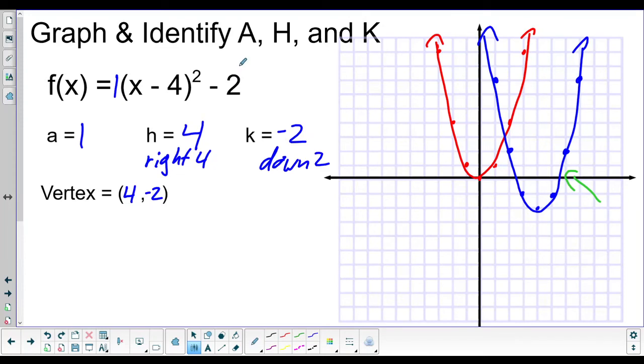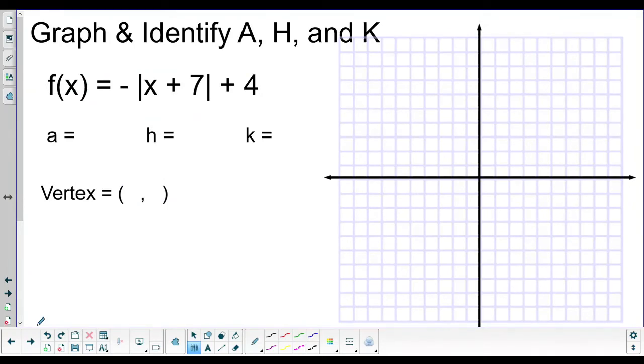Also, on your homework and your test, you have Desmos built into that. You can just put this thing in Desmos and look at a picture of it. Okay. All right. Let's talk about absolute values, and then we'll get you on your way.